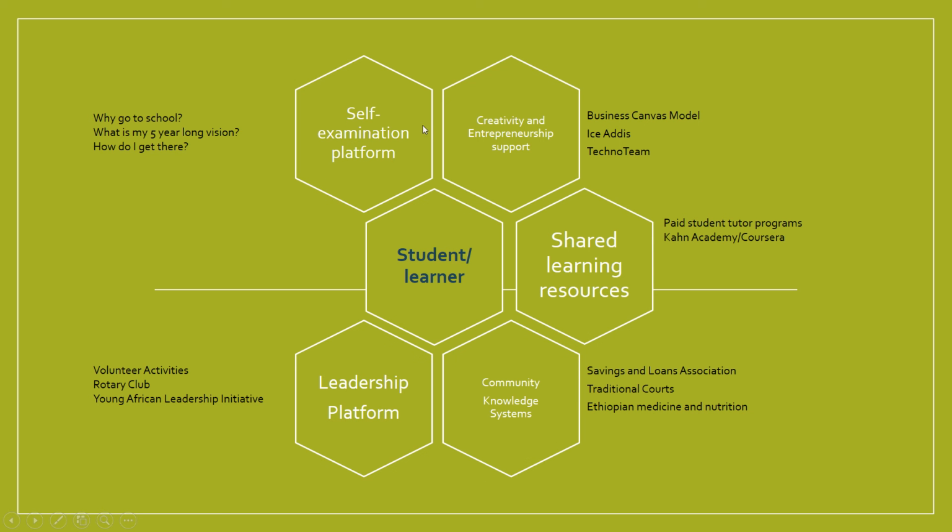All right, talking about the 5 factors here that will lead to great teaching, and therefore having great citizens that contribute to the productivity of the nation. And that includes 5 things that I've talked about: self-examination platform, creativity and entrepreneurship support, shared learning resources, community knowledge systems, and leadership platform. And that is it.